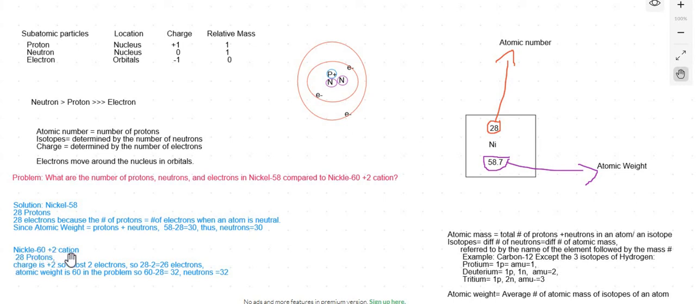Now for nickel 60 plus 2 cation, there are still 28 protons, because nickel has 28 protons. The charge is plus 2 because it says nickel 60 plus 2 cation. Since it's plus 2, you lost 2 electrons. The nickel 60 lost 2 electrons, so it gained positive charges. And so since it lost 2 electrons, you do 28 minus 2, which will give you 26 electrons. Now the atomic mass is 60. So you just do 60 minus 28, the number of protons, which will give you the number of neutrons, 32.